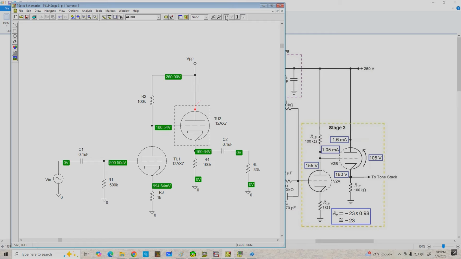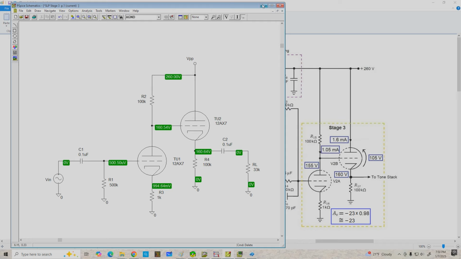And let's take a look at our voltages. We've got 160 volts here at the first plate. We calculated 155. But remember, it's going to be a little bit different. We have 160.6 volts here on the cathode resistor for the second half. We have 160 calculated here. Very good agreement. And everything looks really good. So I would expect that this would come out pretty much right on the money if I constructed it as well.